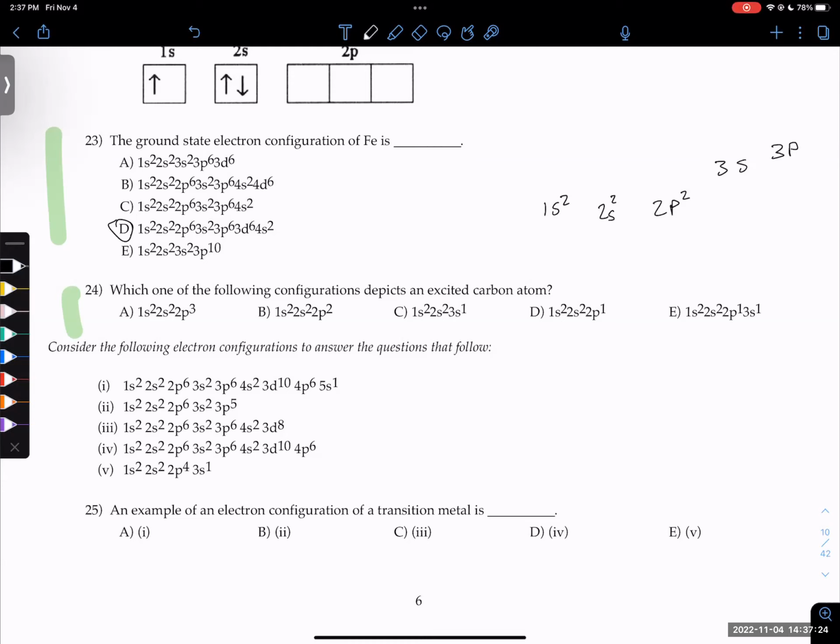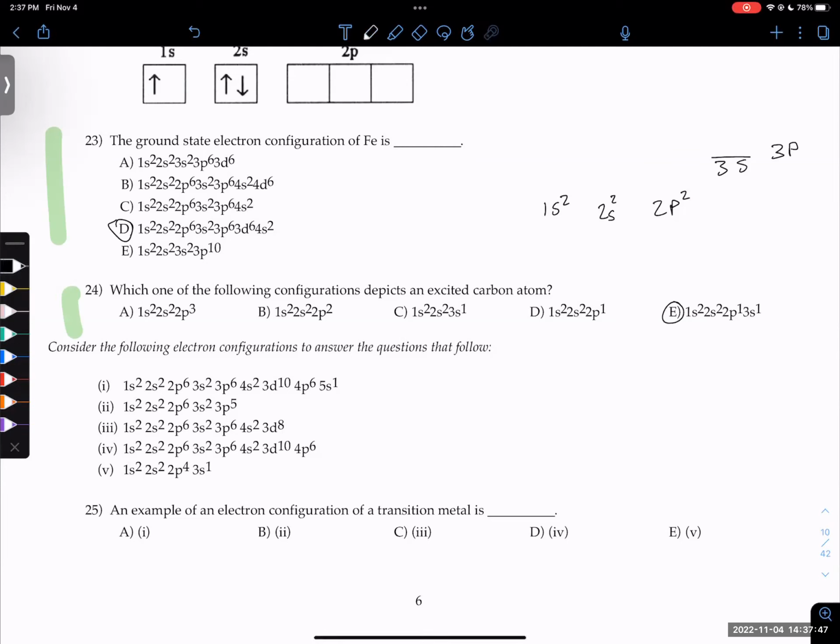But most of the times we'll see a jump to the 3s subshell. So in this case, we have the 1s2, 2s2, which is right. And we have one electron that comes from the 2p subshell and jumps into the 3s subshell. And that is when you have an excited electron in a carbon atom.